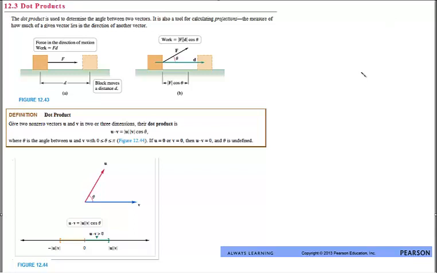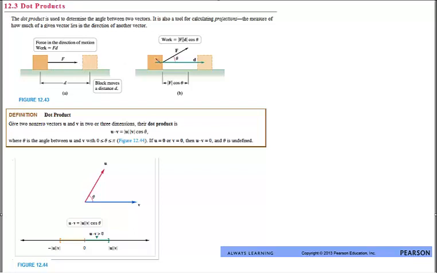Hi, we're talking about dot products today, and in talking about dot products we're going to go back to our familiar work application. Work is force times distance, and it's the force in that same direction.